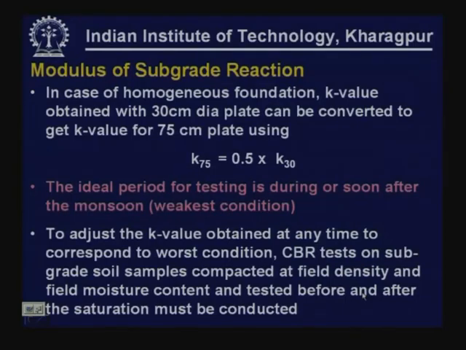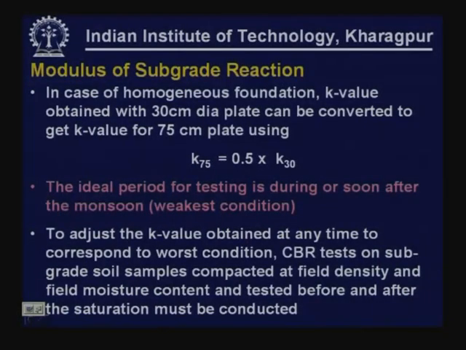In case we are not able to conduct the test using a 750 millimeter dia plate, the other plate normally used is a smaller one, because with 750 millimeter dia you have to apply large magnitudes of loads, which may not be possible in all cases. So, we can go for a smaller plate, 300 millimeter dia. If the subgrade foundation is homogeneous, then the K value corresponding to the 75 centimeter or 750 millimeter dia plate can be obtained approximately using this correlation: K75 is half the value obtained using a 30 centimeter dia plate.